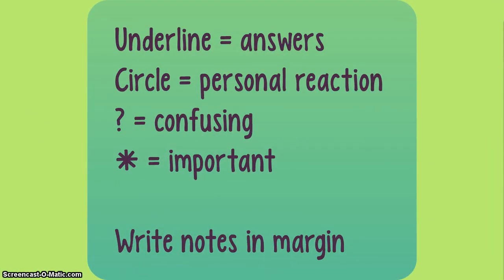So this is one of my girls' plans from last year. She decided that anytime she found an answer to a question, like if she was looking at her look for list, she would underline it. So from now on, anytime she wanted to find those answers, she knew to go back and search for the things that were underlined. She decided if she had some sort of a personal reaction, like she wanted to remember something, or she thought something was funny, or she had a connection, she would circle it. So she knew her circles always meant that she was having some kind of a reaction. She decided a question mark would always mean that something was confusing, and a star would always mean that something was important.